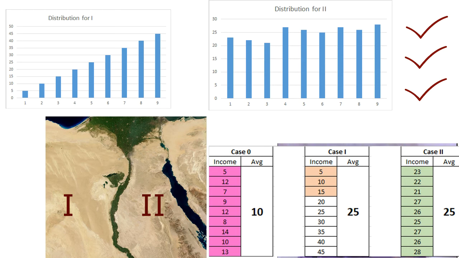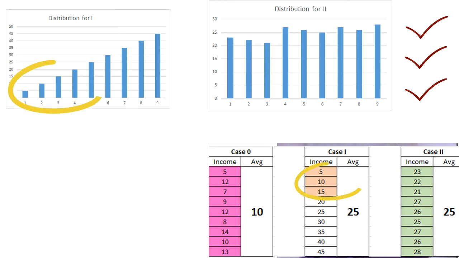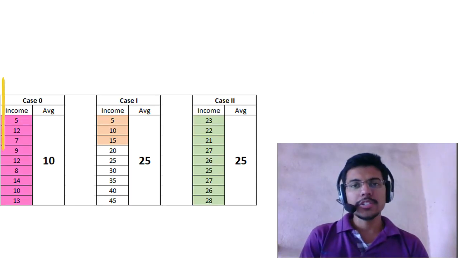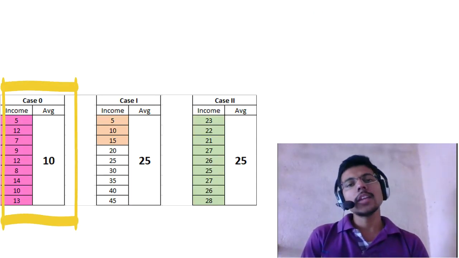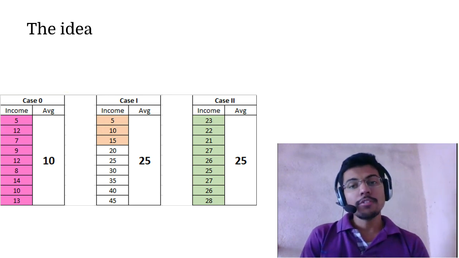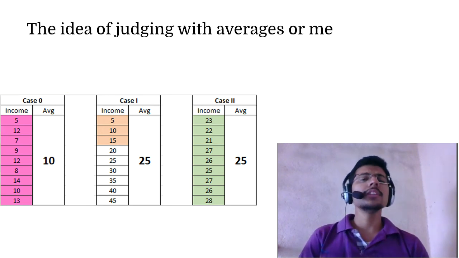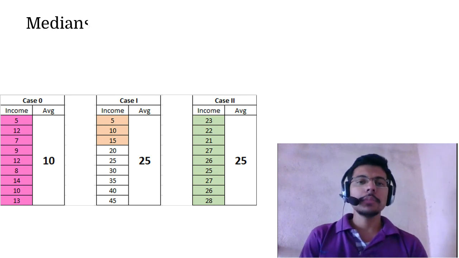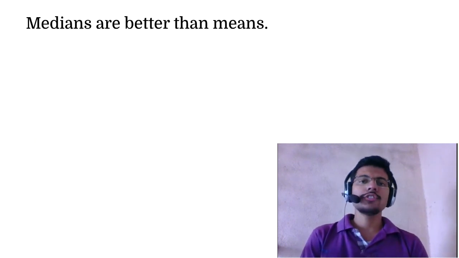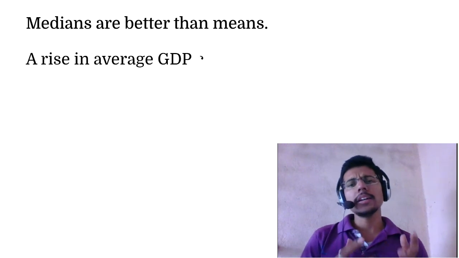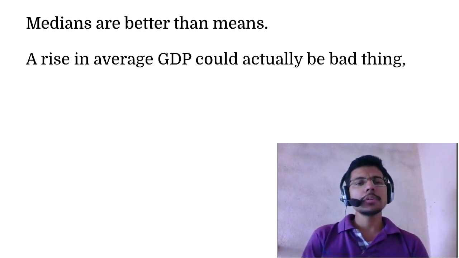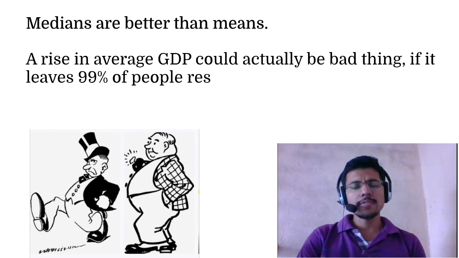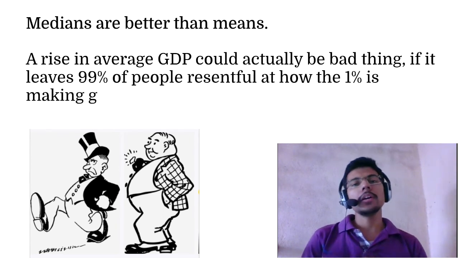And compare the first case. There is no improvement in this section at all, but it won't get noticed in averages analysis. For simplicity, here we have taken only 9 readings, but the idea of averages or means will be the same for higher numbers as well. Medians are better than means. A rise in average GDP actually might be a bad thing if 99% of the people lives resentful at how the 1% are making good.